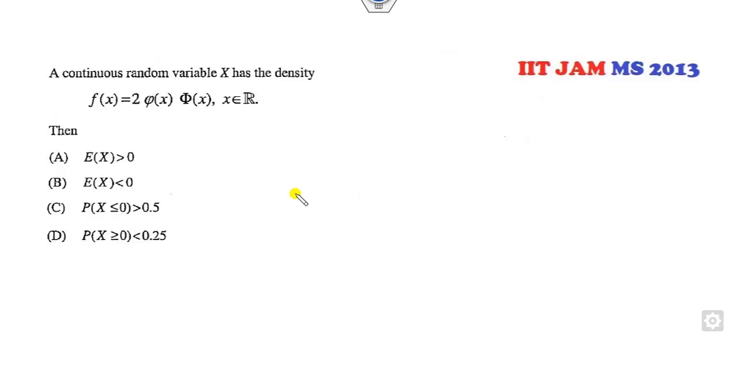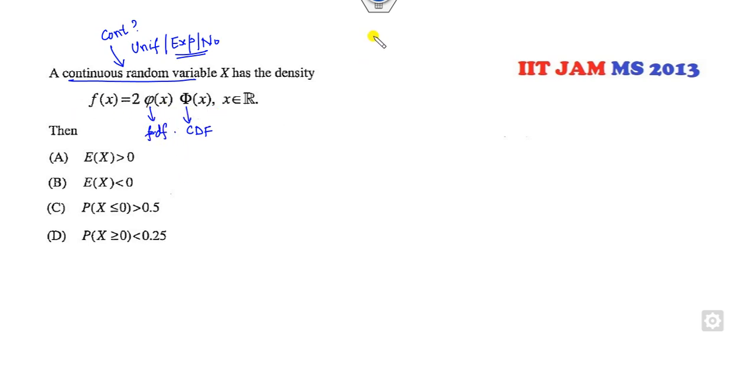Let's see this one. A continuous random variable x. Remember that you have to read the statement very carefully. Which continuous random variable? Is it given? Is it uniform? Is it exponential? Is it normal? It is not given to you. Fine. So what is that? This capital phi is my CDF. Fine. This is my PDF. Now, how can you solve that?